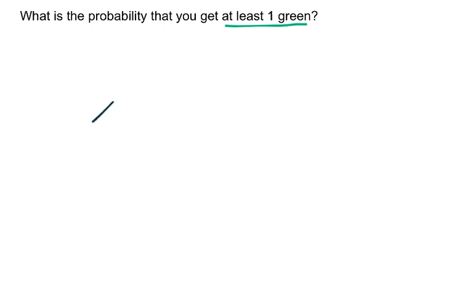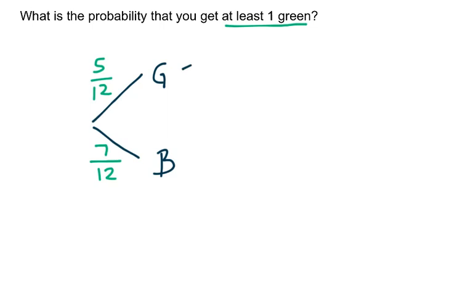On our first draw, we're either going to get a green candy or a blue candy. That's our first draw. I have 12 candies in the bag, and 5 of them are green. So the probability of getting green on that first draw is 5 out of 12. I have 12 candies in my bag, so the probability of getting blue on that first draw is 7 out of 12. That's the first draw.